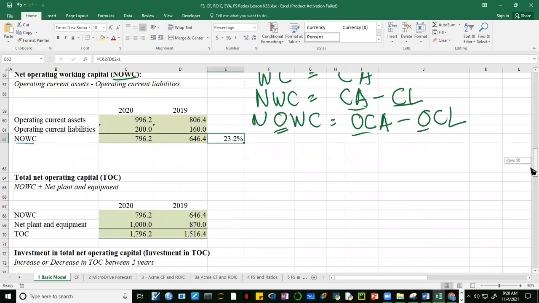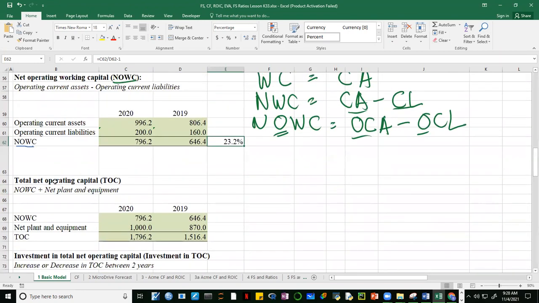Now the next measure is TOC, or total net operating capital. Notice that there's net here, which means that we're using the net plant and equipment. So it's NOWC plus net plant and equipment. We already have NOWC here, so we just have to add net plant and equipment.